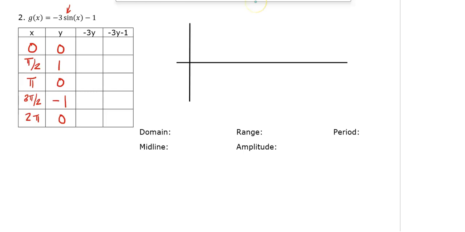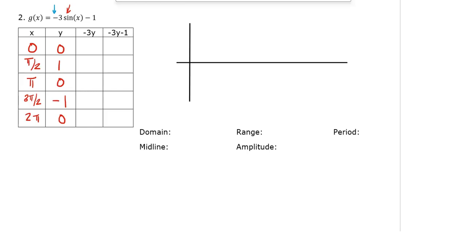Now let's go ahead and apply the transformations. So we've got 2 transformations here. Well, 3 actually, if you pay attention. I have the negative right in front. So that negative right there is going to be a reflection across my x-axis. So everything that was positive becomes negative. Everything that was negative becomes positive.